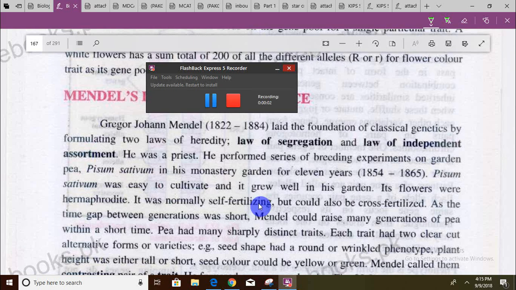Hey guys, welcome to the second part of my genetics video, and this time we're gonna do Mendelian genetics. So you might be familiar with the name Mendel.